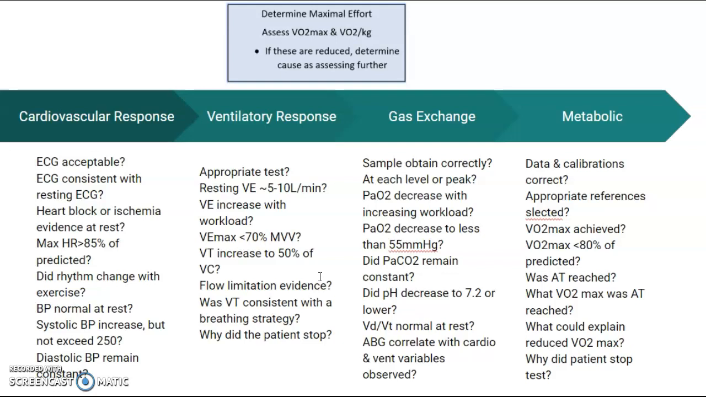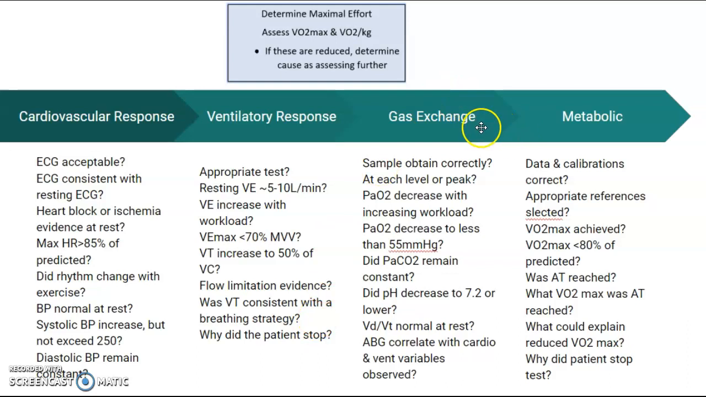So if that's present, then that can be causing the dyspnea. Was the tidal volume consistent with a breathing strategy? Your book talks about different breathing strategies and how normally first your tidal volume increases and then your respiratory rate increases after that. Patients with lung disease, either their tidal volume won't change and their respiratory rate will change, or their tidal volume will change and the respiratory rate won't change very much. So there's different breathing strategies, and is that consistent with the other data? And then lastly, why did the patient stop? Were they just so short of breath they couldn't continue? Were they exhausted? And so forth.